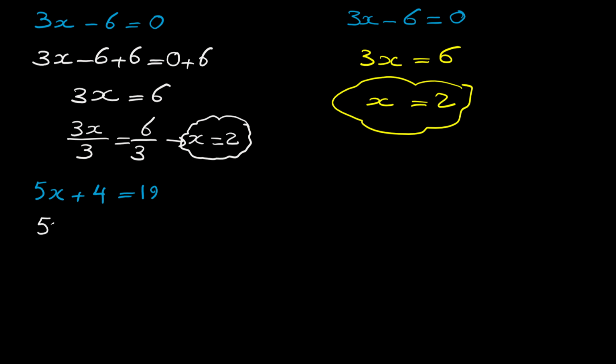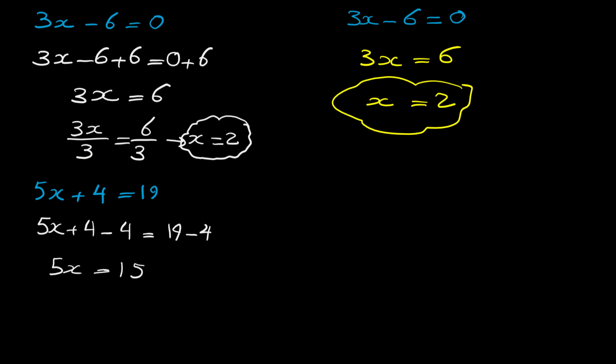So then we have 5x plus 4 minus 4 is 19 minus 4. So we subtract 4 from both sides of the equation. Then in the left we have 5x and in the right we have 15. 19 minus 4 is 15. 4 minus 4 is 0. Now what is x? Probably you can guess x is 3. 5 times 3 is 15, so x is 3.